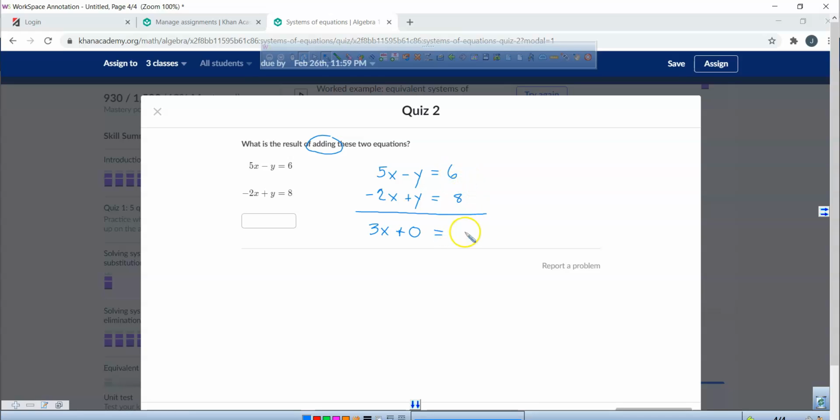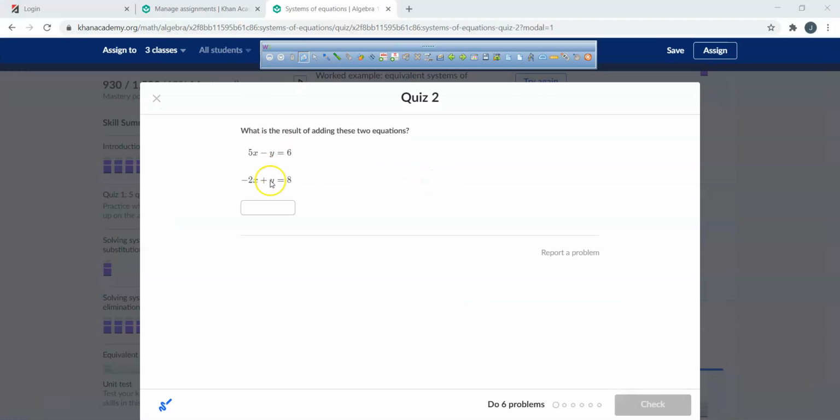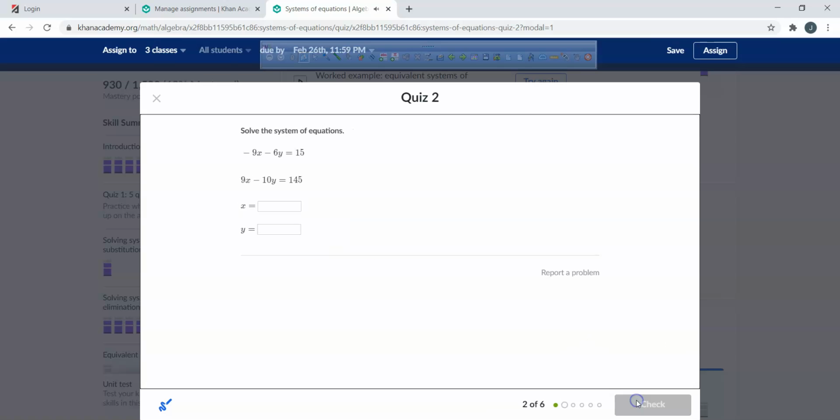Equals. And what's 6 and 8 added together? 14. So what I'm going to do in the Khan Academy is write 3x equals 14. And that is the result of adding these two equations together. So all we got to do is go right here and write 3x equals 14. Go over to check. You got it.